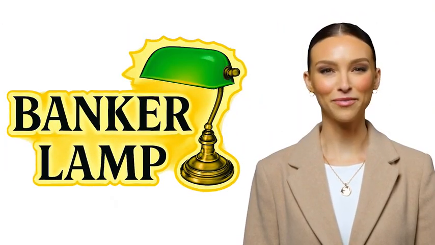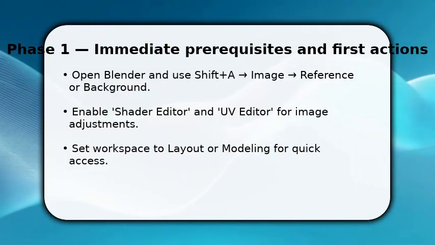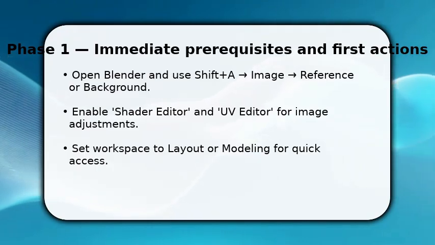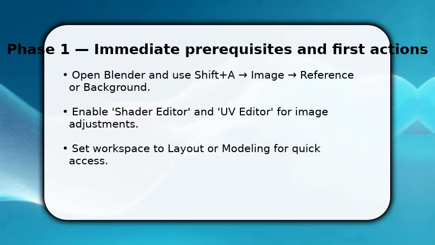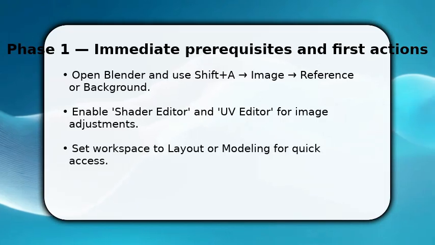Please enjoy the video. You start by adding the image directly into the 3D view. In Blender, press Shift+A and choose Image, then Reference or Background. This creates an image plane you can position instantly. Once done, align the view and scale the plane to match your scene using S and G.